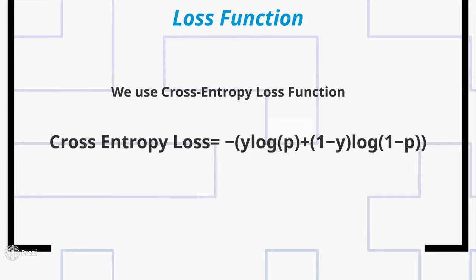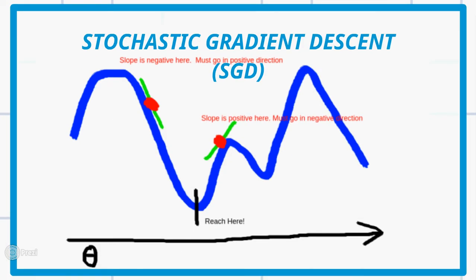And now let's see how we will reduce this loss function. We will reduce this loss function using the stochastic gradient descent. The major difference between the gradient descent and the stochastic gradient descent is that in gradient descent we compute the cost gradient based on the complete training set. Hence we also call it the batch gradient descent.